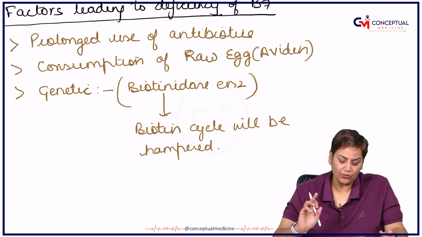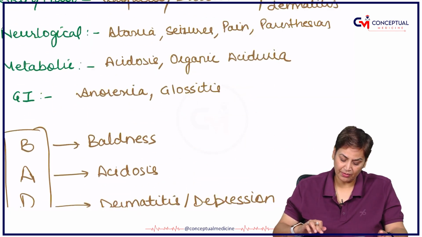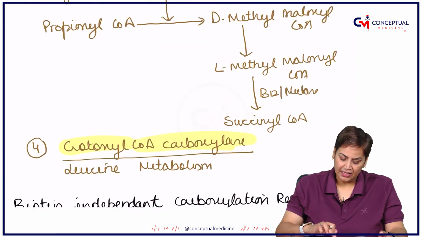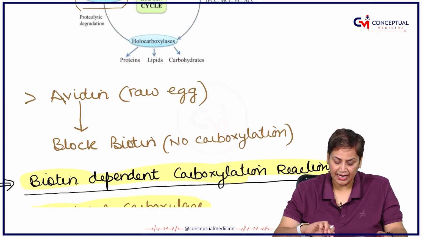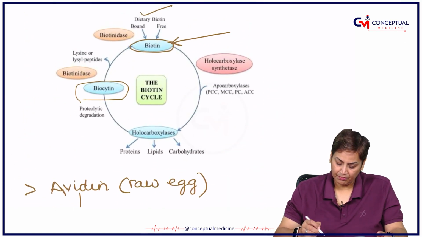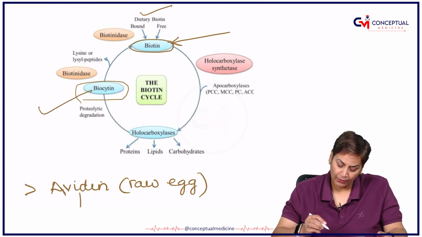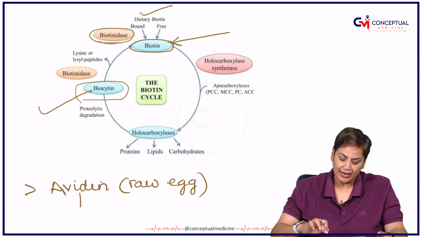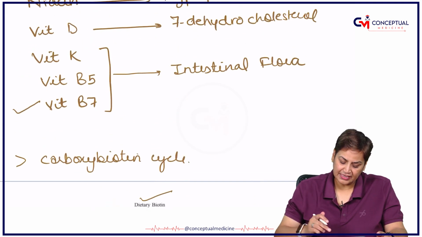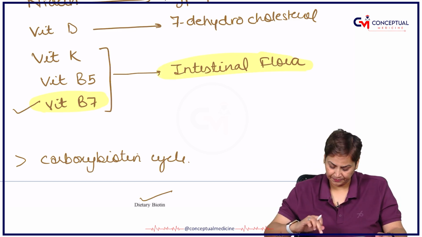So this is vitamin B7. The most important thing which we have to remember, let's quickly revise, is that biotin is required for carboxylation. And if you see this reaction, the biotin cycle, you can say that biotin is there. This is the enzyme which is required for degrading it, right? And vitamin B7 is the most important vitamin which is again synthesized by the intestinal flora.